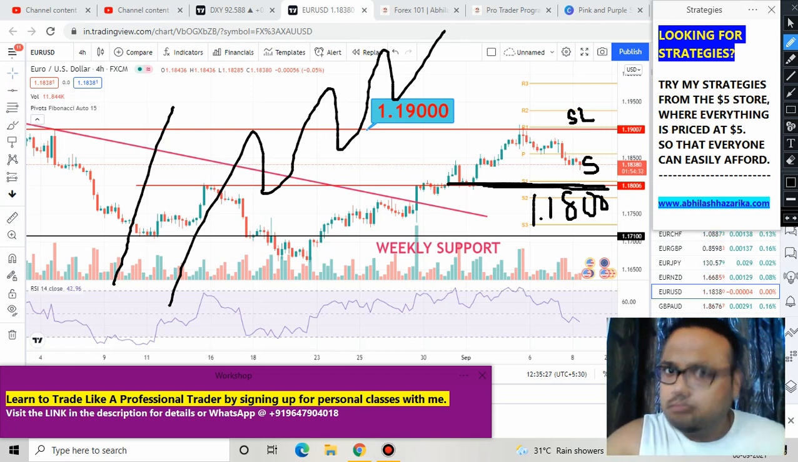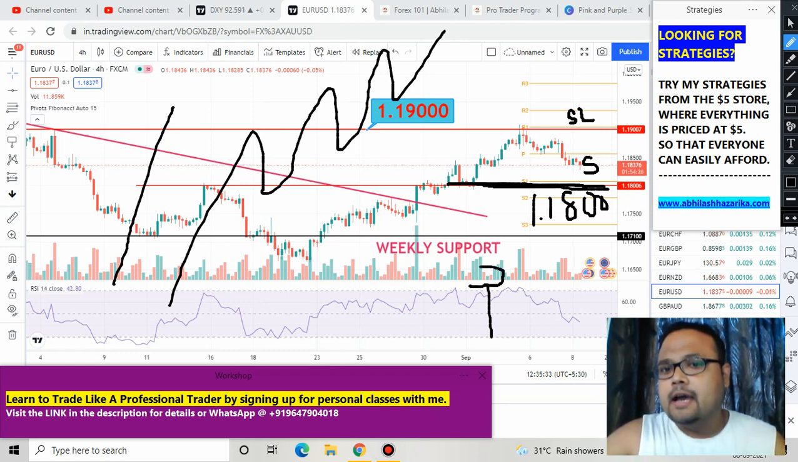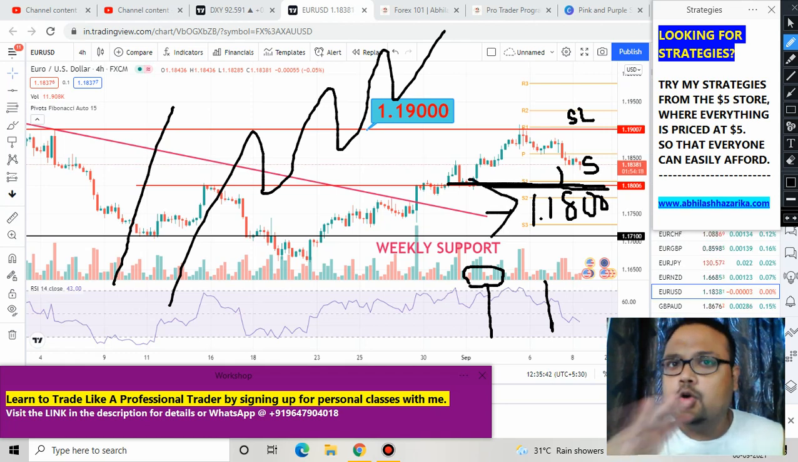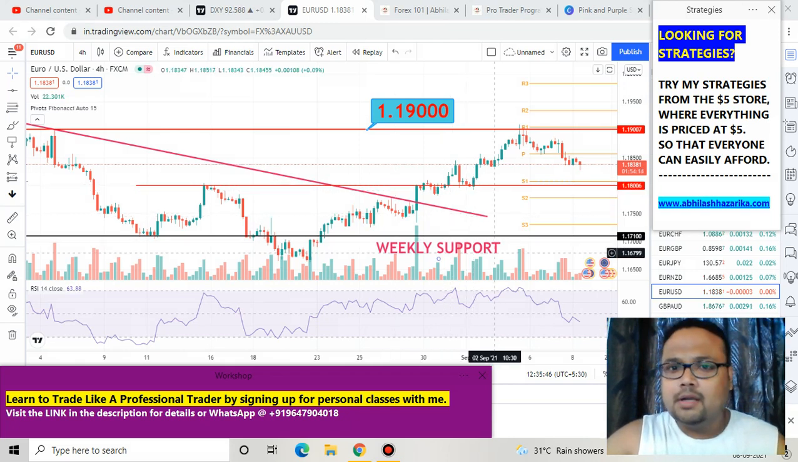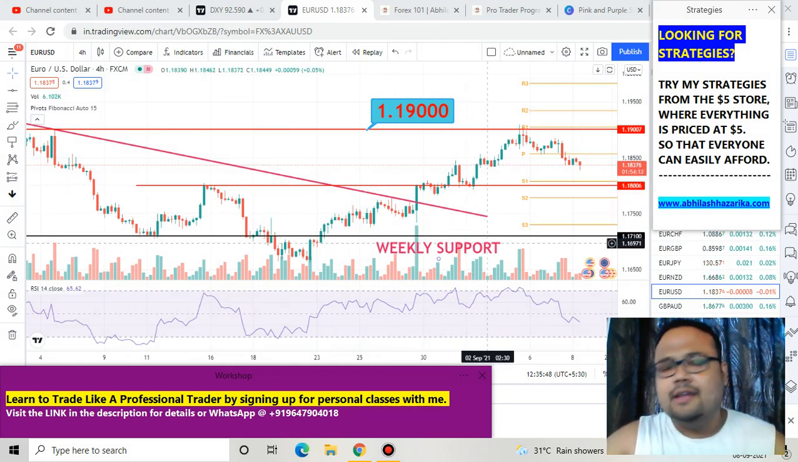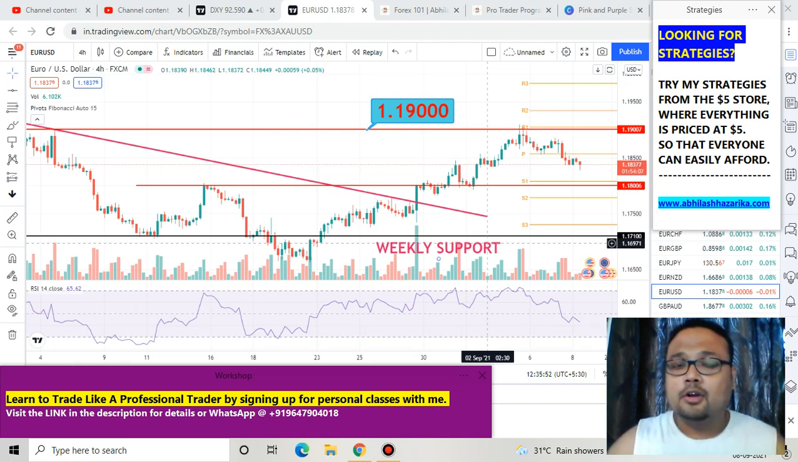Just make sure you are getting confirmation with the help of a candlestick, and the candlestick pattern that you need to check is a hammer pattern, price rejection from below, or a bullish engulfing pattern. If you see the market taking support at this level, then you can go for a buy. Apart from this level, the weekly support and the other levels are quite far away, so we do not need to discuss levels that are not important for today and tomorrow.